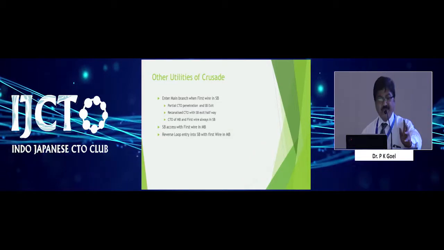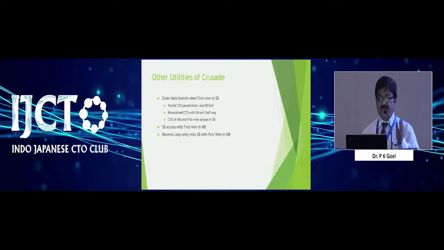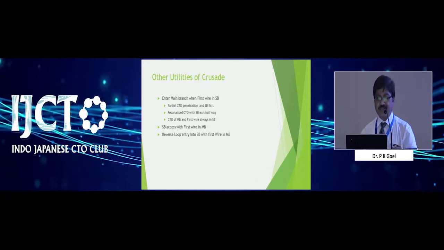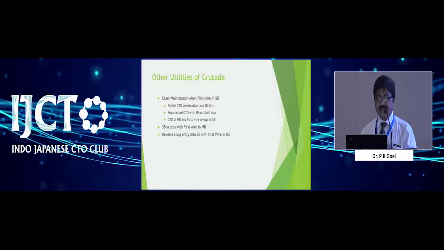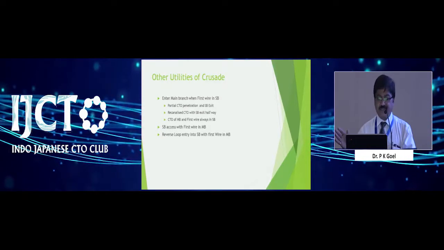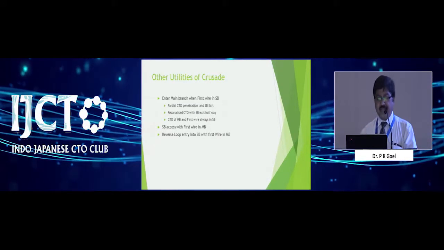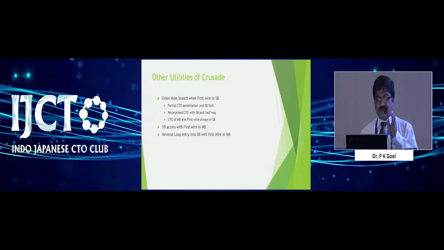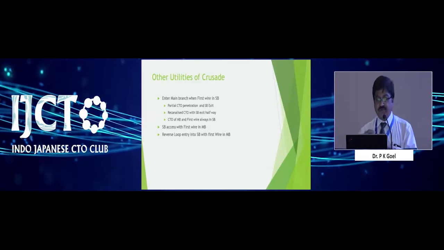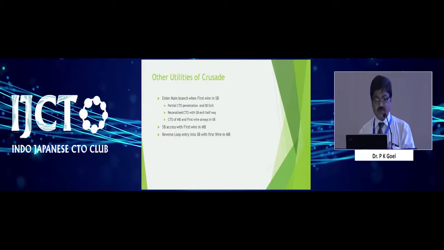The other utilities of this Crusade are that it can enter the main branch when the first wire is in the side branch, like partial CTO penetration and then side branch exit, or a recanalized CTO where you enter a side branch by the main wire, or you have a CTO of the main branch and the first wire is always in a side branch, or side branch access with the first wire in the main branch and you want to enter the side branch. Then you can use it.